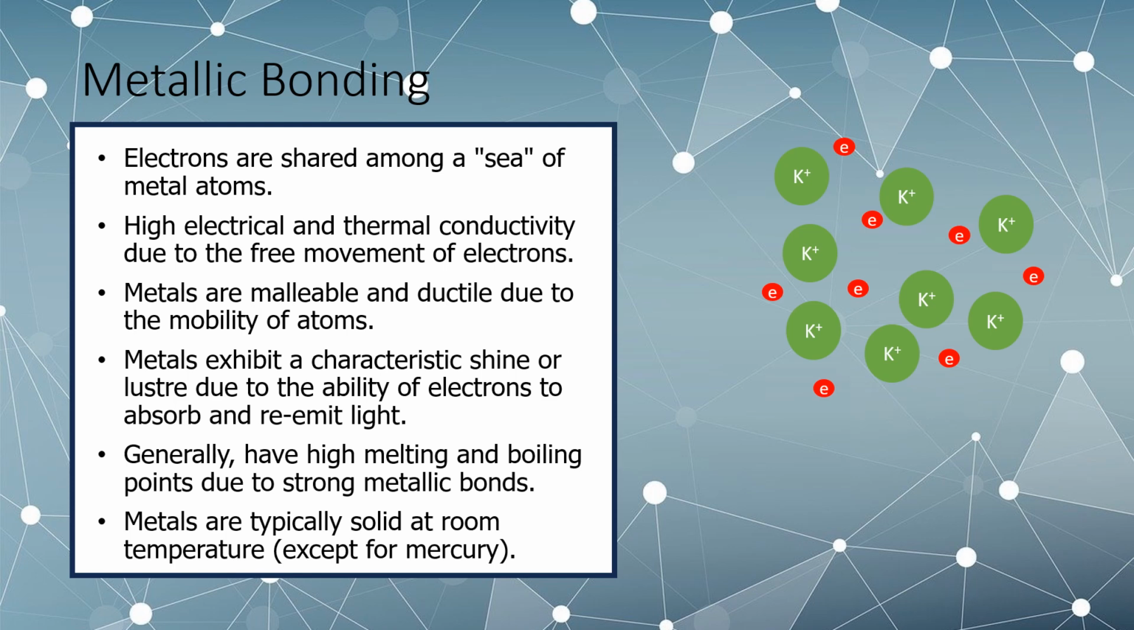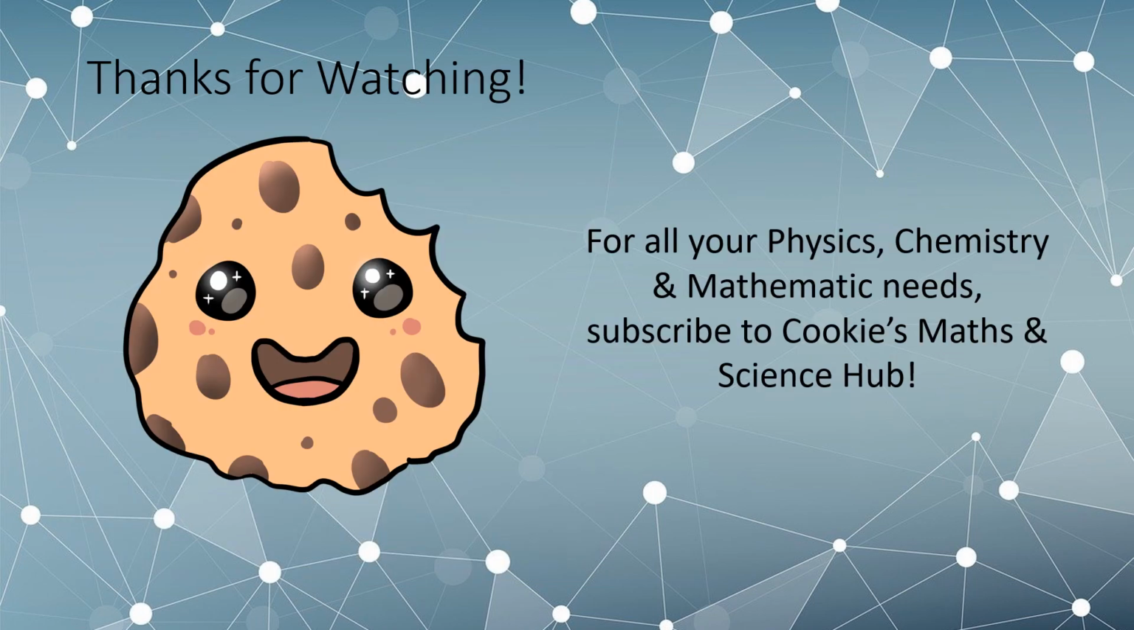Due to this, they have a few unique properties. They are highly electrically and thermally conductive due to the free movement of those electrons. They are malleable, they can be easily hammered down or changed shape, and can be drawn into wires due to the mobility of the atoms within the sea of delocalized electrons. They generally have high melting and boiling points due to the strong metallic bonds, and are typically solid at room temperature for the same reason, except for mercury, which is a unique case, which is why you've probably seen mercury as a liquid before.